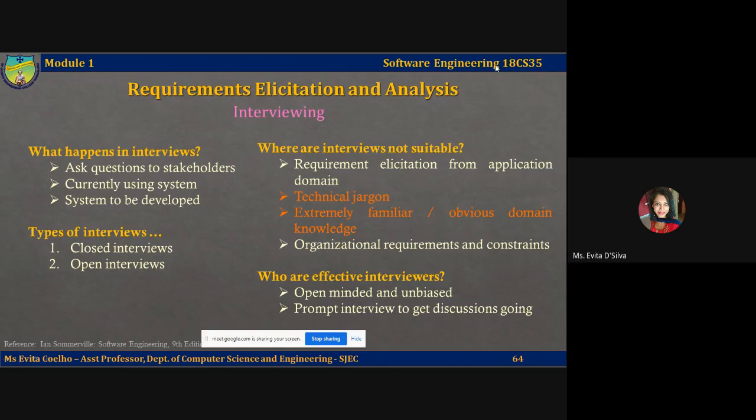Interviewing can miss essential information, so it cannot be used as a standalone technique for eliciting requirements. It is almost always used in conjunction with the other requirements elicitation techniques, which we will look at in the upcoming videos.